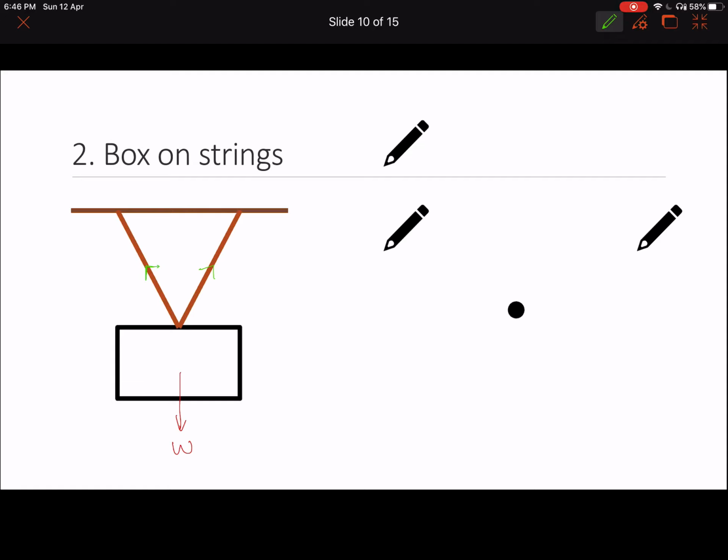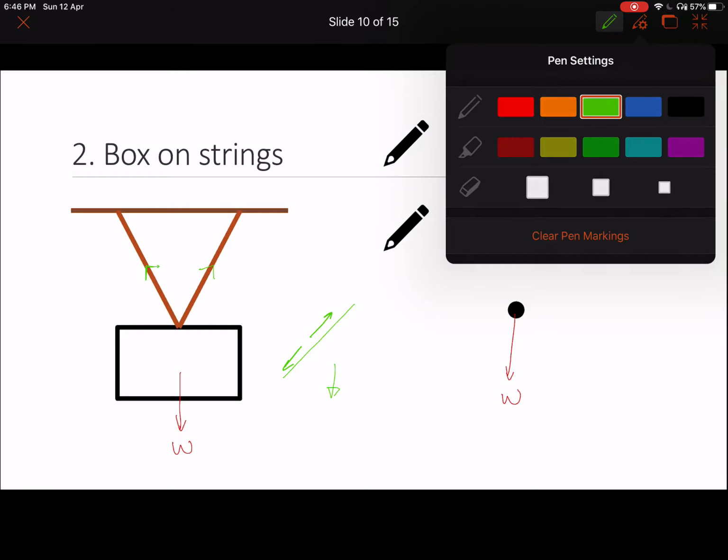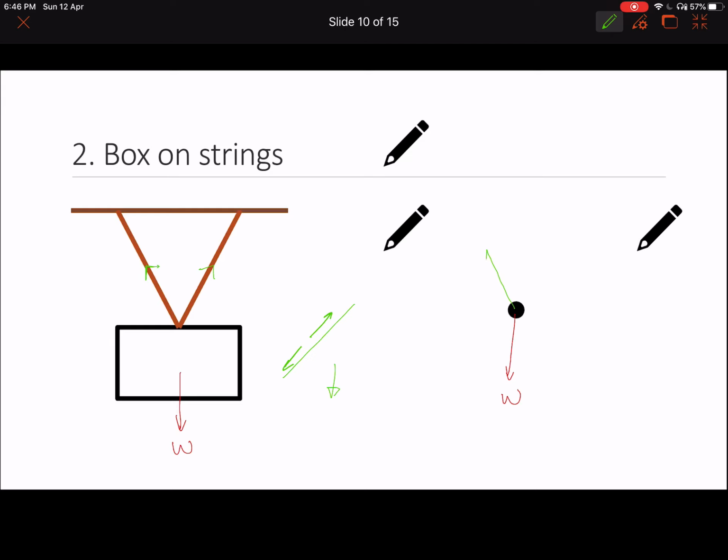You can't have a string that's going, say, this way, and then have the tension going like this way. It doesn't make any sense, right? Your string wouldn't want to bend in that direction. It always wants to go along the string. Okay, so we can then draw the free body diagram. I know I've got a weight here, and then I know that I've got two tension forces. Tension 1 going in this direction, and tension 2 going in the other direction. So that's the free body diagram for a box suspended by two strings.